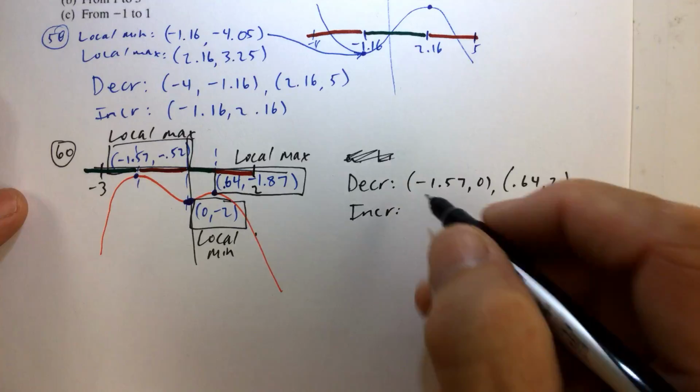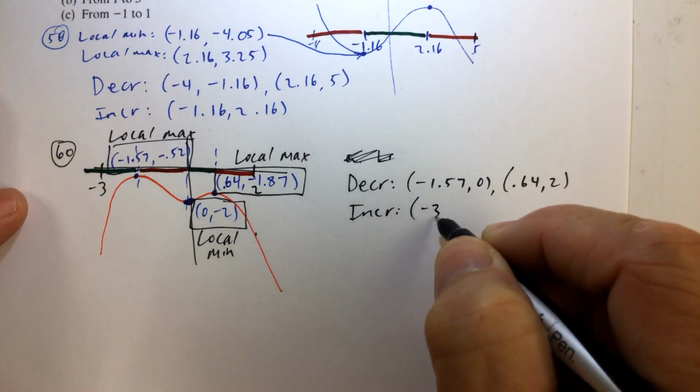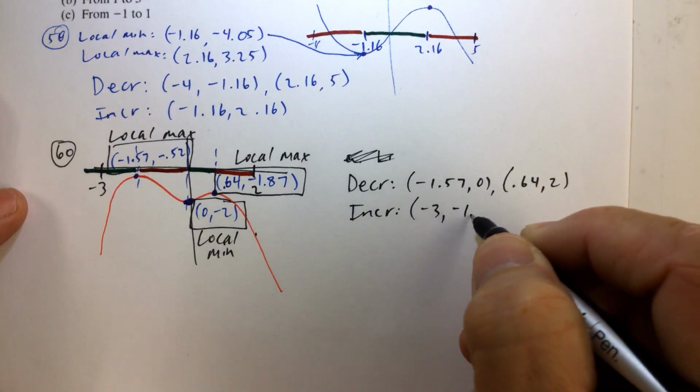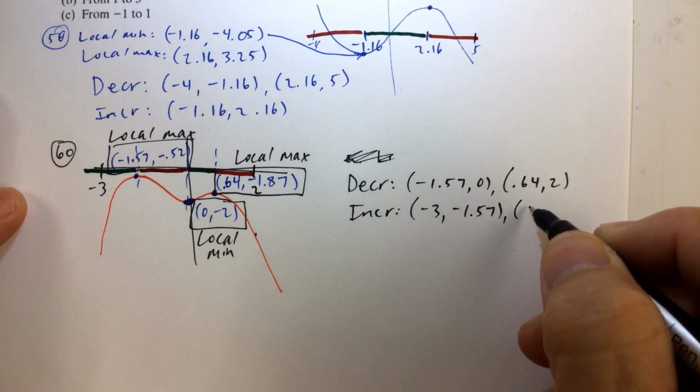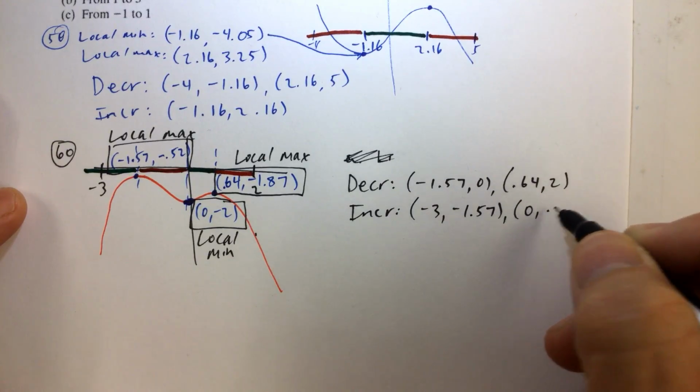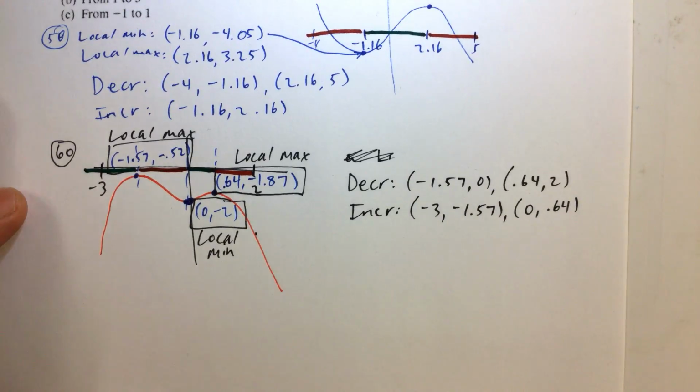Now, increasing, we look at the green intervals from -3 all the way to -1.57, as well as the other green interval from 0 to 0.64. And that's it for 58 and 60. Now we'll do 62 in the next video.